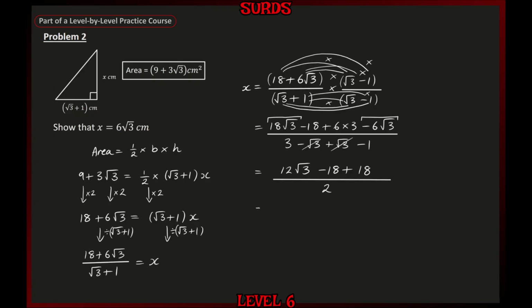Looking at the numerator, we have 12 root 3, but the minus 18 and the plus 18 cancel out, or when we collect them together, they just become 0. So our numerator just becomes 12 root 3, and we have a divide by 2 at the bottom. And because 12 divided by 2 is 6, 12 root 3 divided by 2 gives us 6 root 3. And that's exactly what we're asked to get to in the question. So that's the end of problem 2.